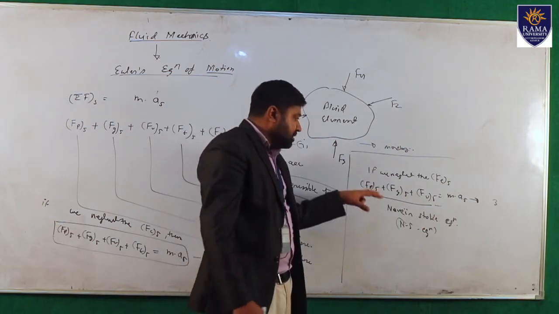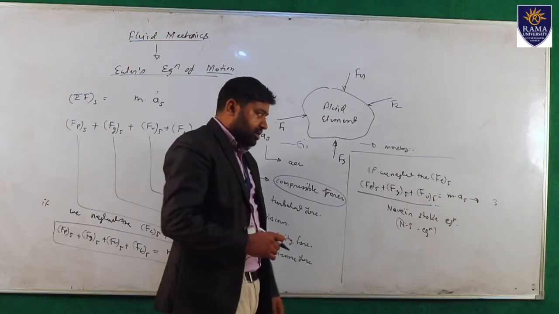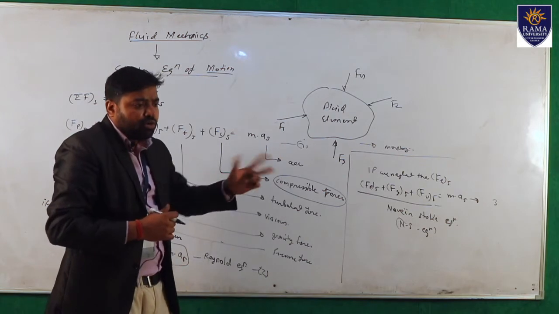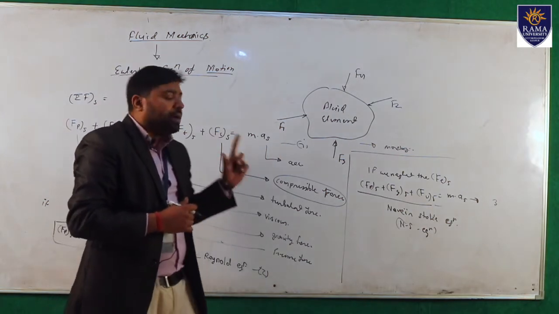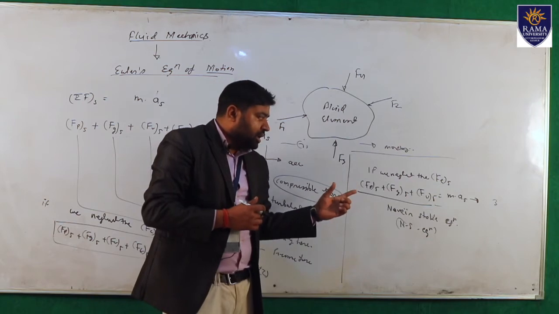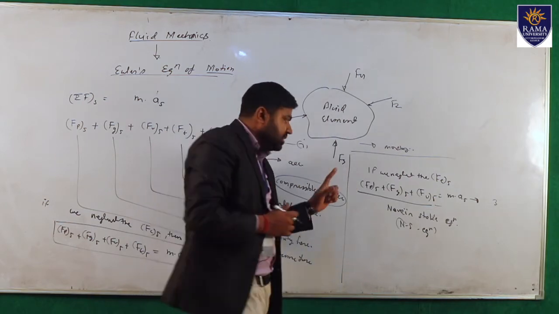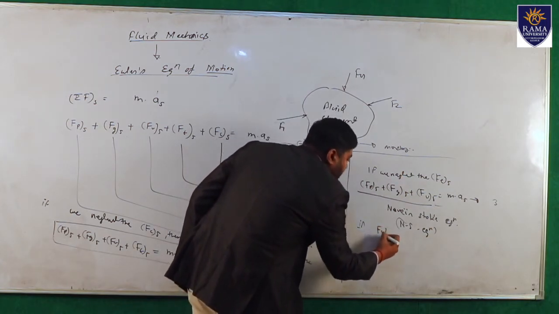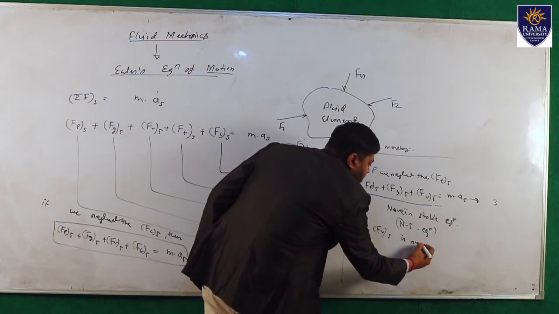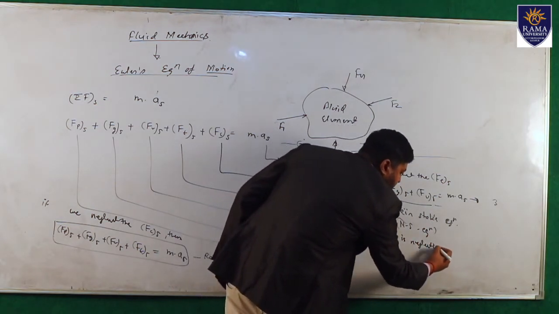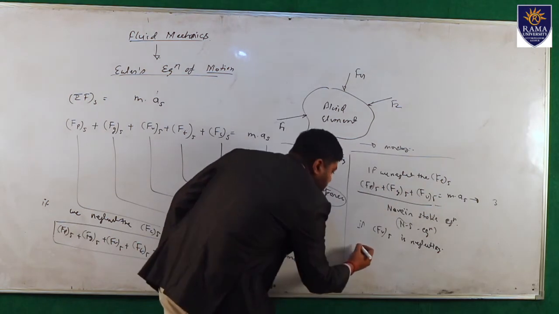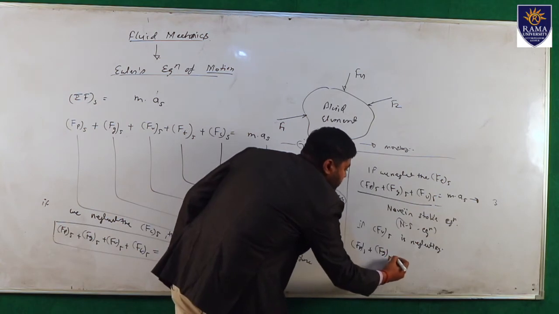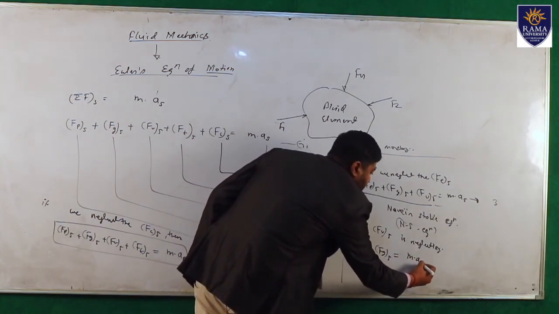And the next equation comes when the viscosity is neglected. That means the fluid is ideal. Generally no fluid is ideal, but sometimes viscosity is very small, so we can consider it as no viscosity. So if FVS is negligible, then FPS plus FGS equals m into acceleration.